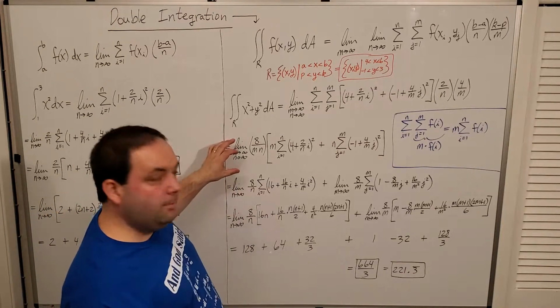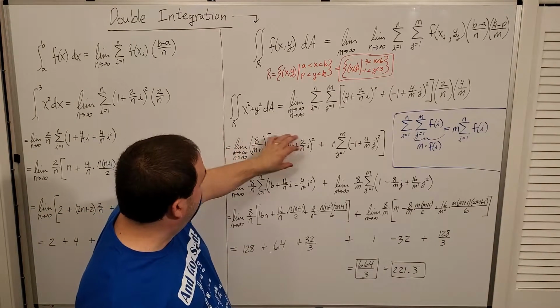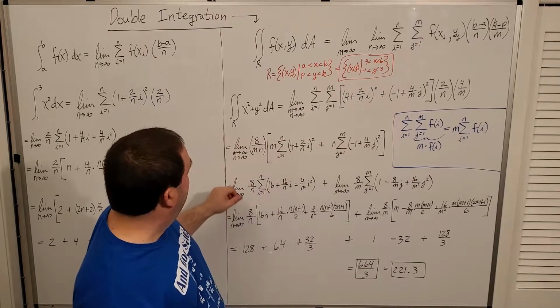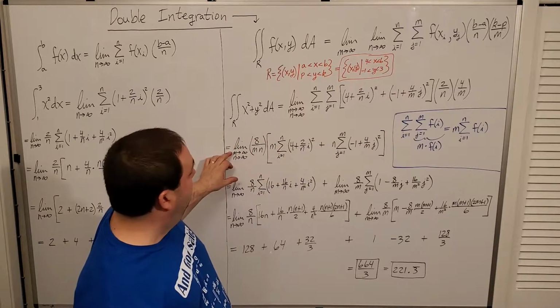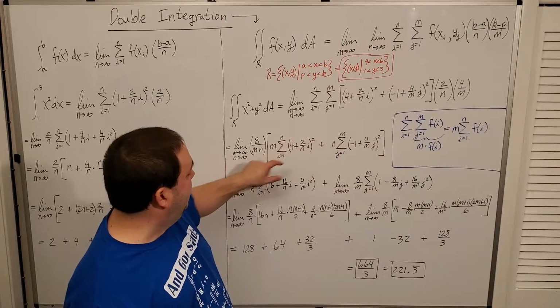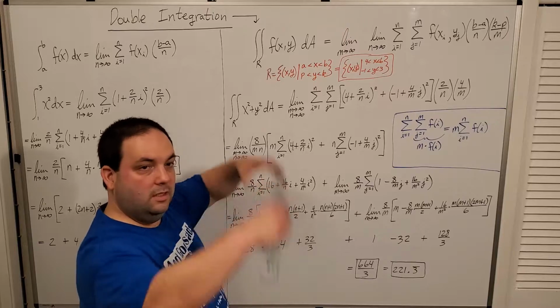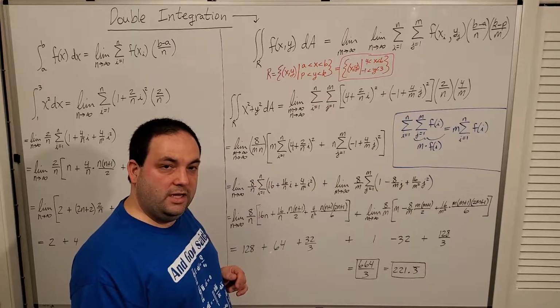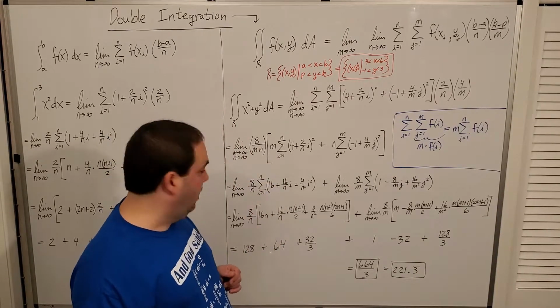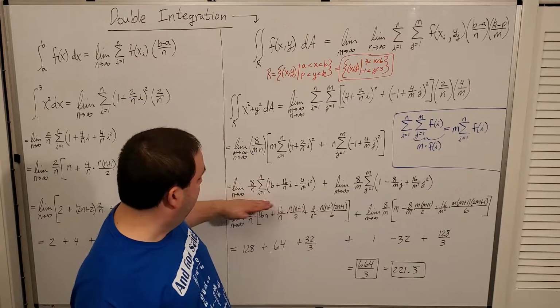Next, by limit laws, I can distribute the limit to each one of these things. And the limit with m of something with nothing but n's in it, because that's all this is going to be, nothing but n's. The limit as m goes to infinity doesn't do anything, it just is itself. So there's no limit for m in this piece.